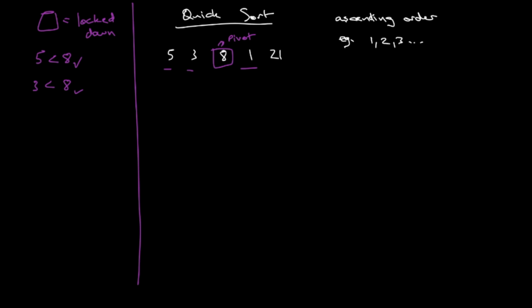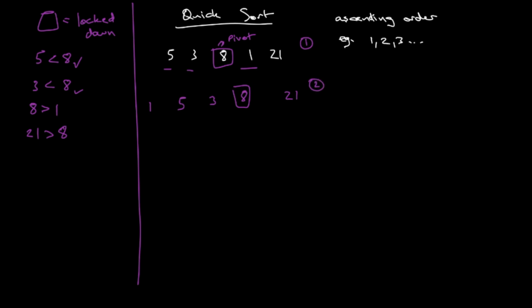Now, 1 is smaller than 8, so we would place it before 5. If you were to organize them in descending order, the greater numbers will go at the left. And 21 stays there as it is greater than 8. 8 is already locked down. We have to find the pivot of the numbers at the left and the pivot of the numbers at the right. Like if we created 2 separate sequences.